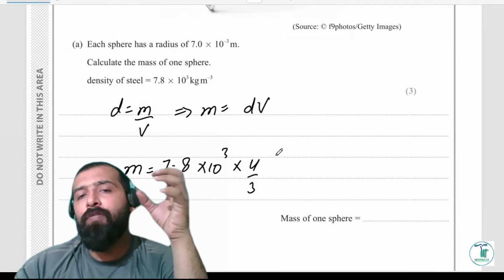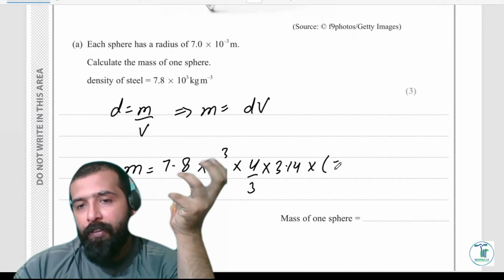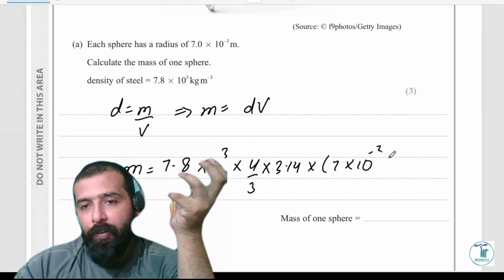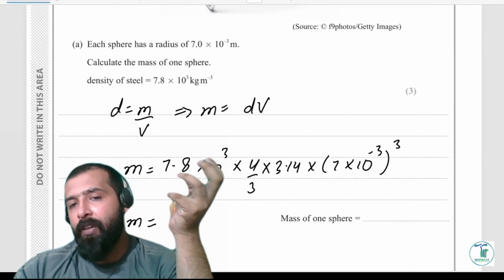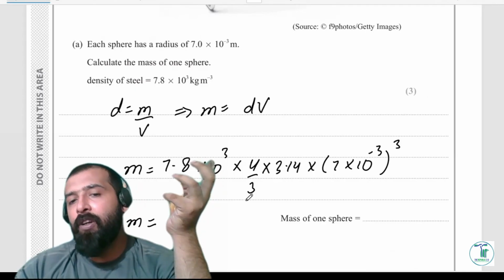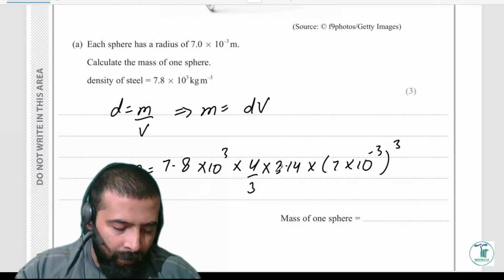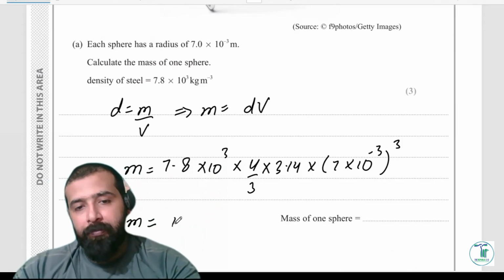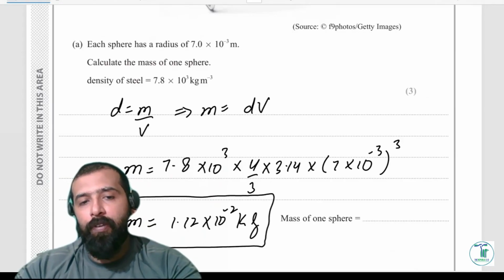So that has to be 4 by 3 pi r cube. So 4 by 3 times 3.14 times r cube. R has to be 7 times 10 raised to the power of negative 3, cubed. You can just simply work this thing down, times them up together, and you'll get the final value of mass. That has to be something like 1.12 times 10 raised to the power of negative 2 kilograms. That is how you're going to calculate the value of mass.